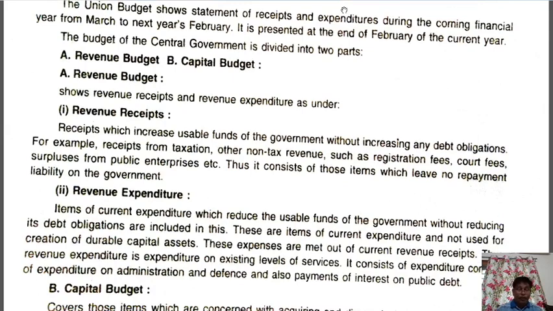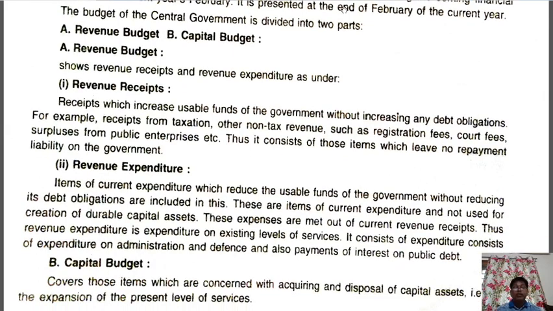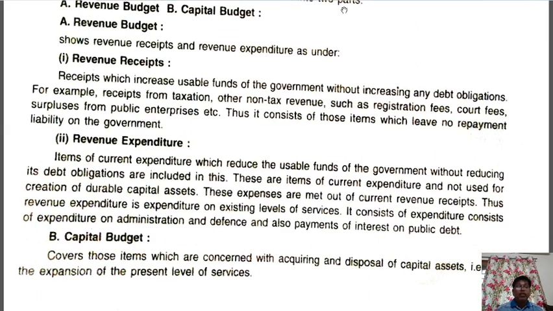The revenue budget. So, the revenue receipts and the revenue expenditure are as under. The revenue receipt. The revenue receipt means an increase in the usable funds of the government without increasing any debt obligation. For example, receipts from taxation and non-tax revenue, such as registration fees, etc.